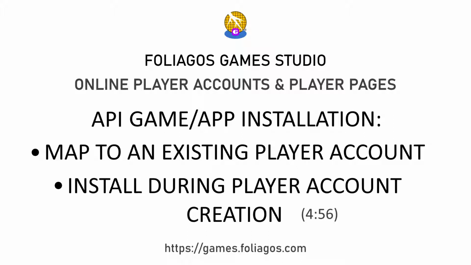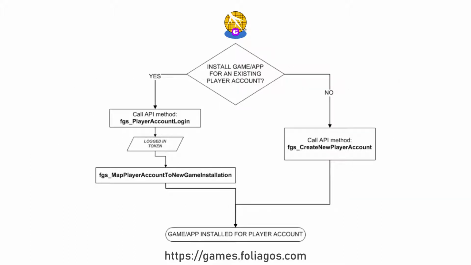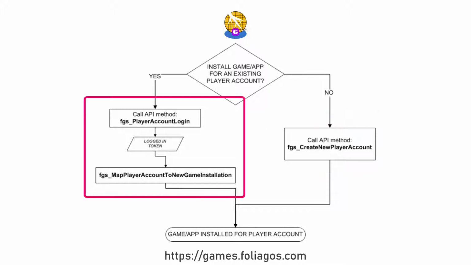In this video we show how to install a game or app using the service's API, for a new player account and for an existing one. As you can see from this diagram, creating a new account and installing a game requires one method call, whereas installing a game for an existing account takes 2 steps.